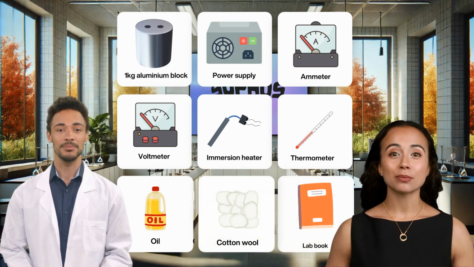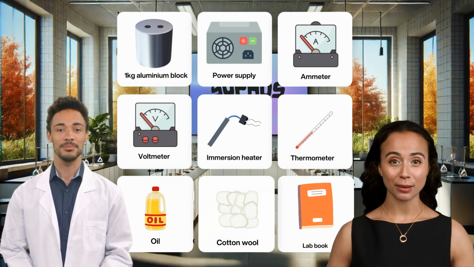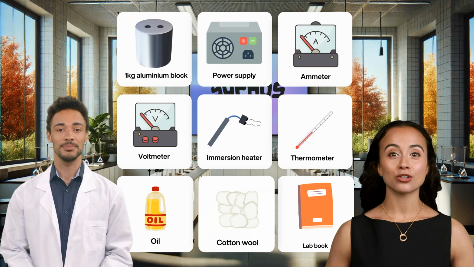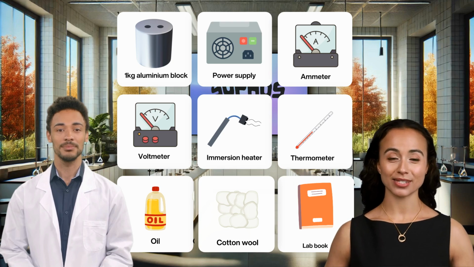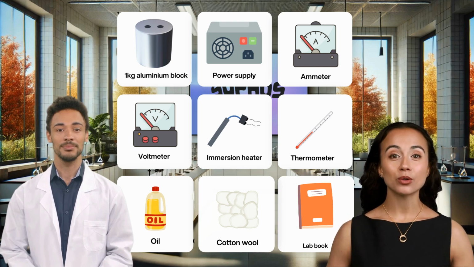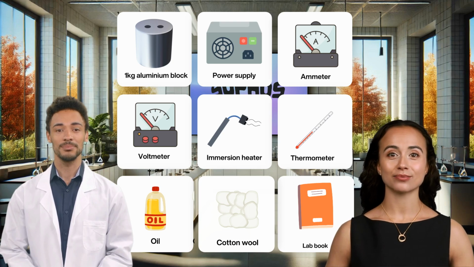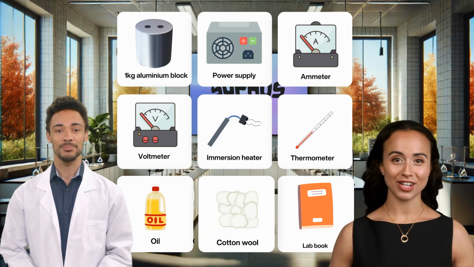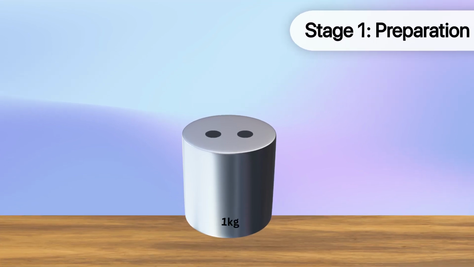By exploring the experiments investigating specific heat capacity, you are not only enhancing your grasp of core thermal physics concepts, but also recognizing their importance in real-world applications. Now that we're ready, let's get started. We'll begin by taking a solid block of aluminium, which has 2 neatly drilled holes on its top surface. These holes are specifically designed to accommodate an immersion heater and a thermometer.